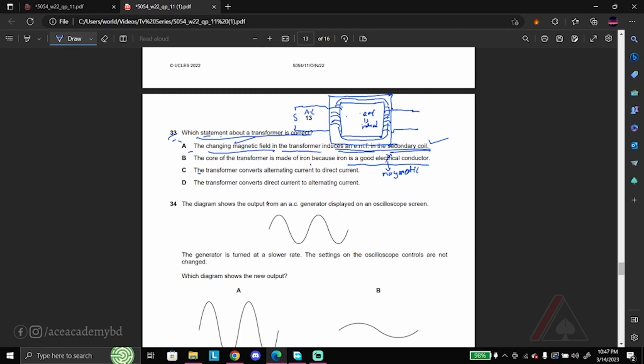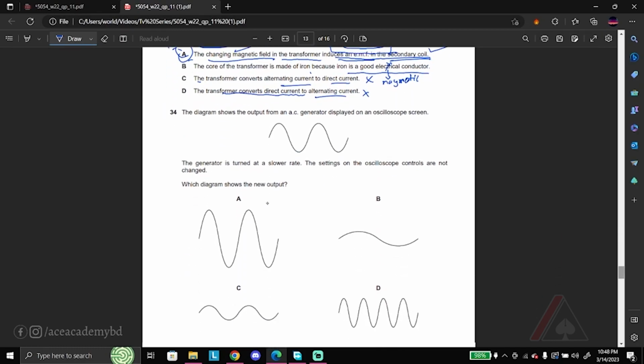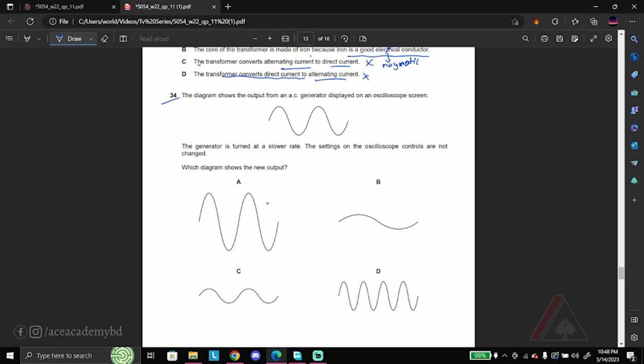C says the transformer converts alternating current to direct current. Now the current remains the same, and this is a similar statement. So these two are wrong. A will be the correct answer. Let's move on to 34.